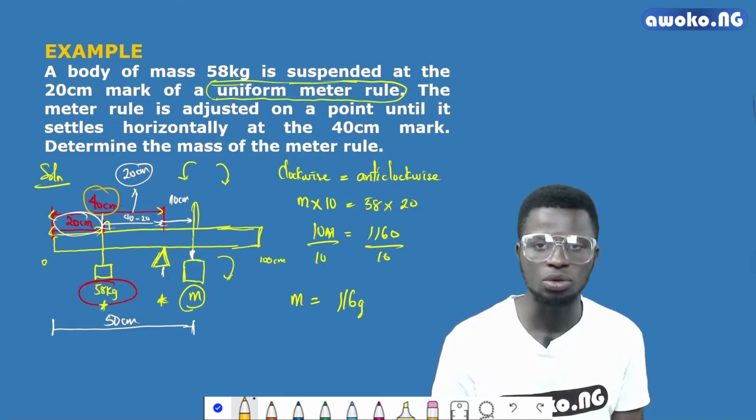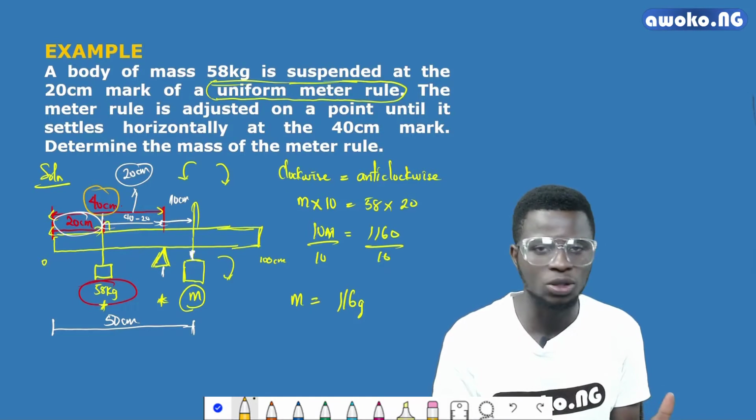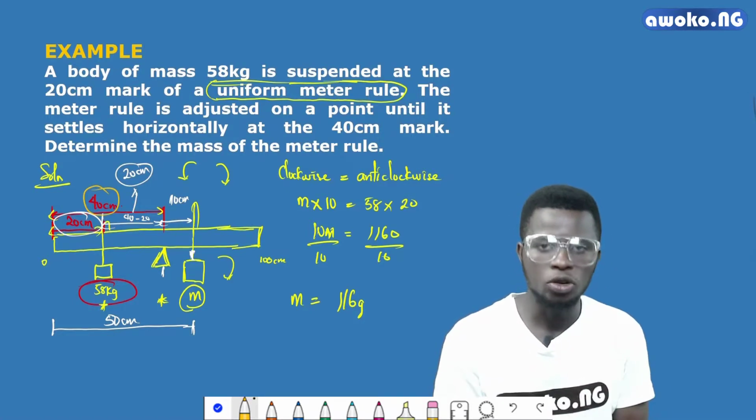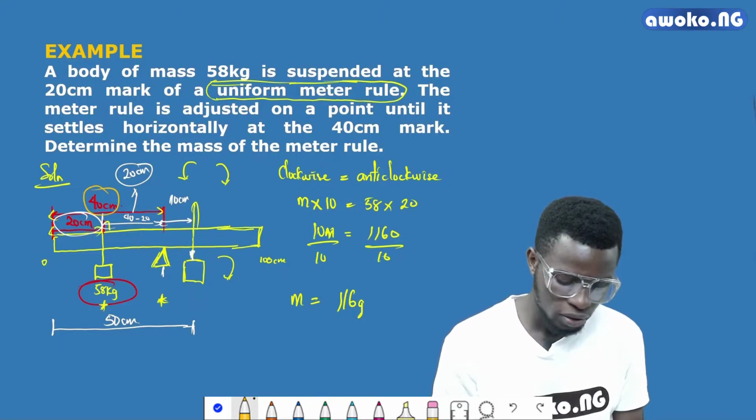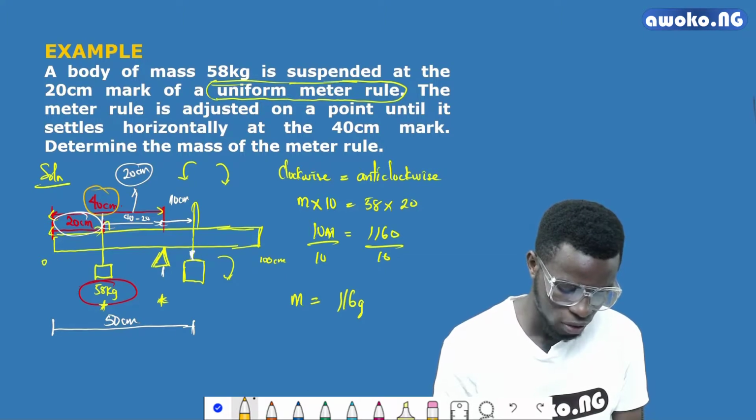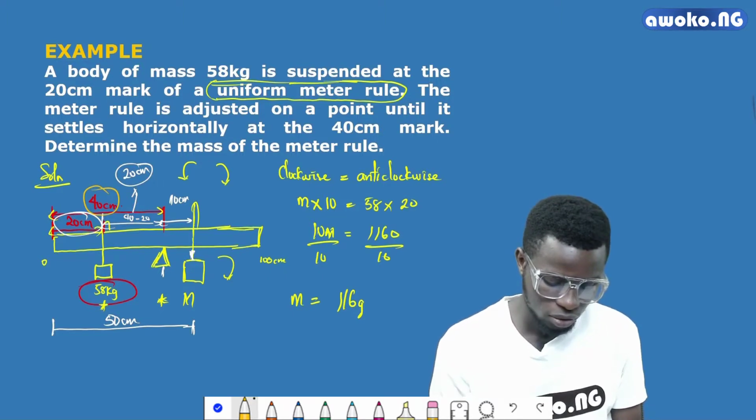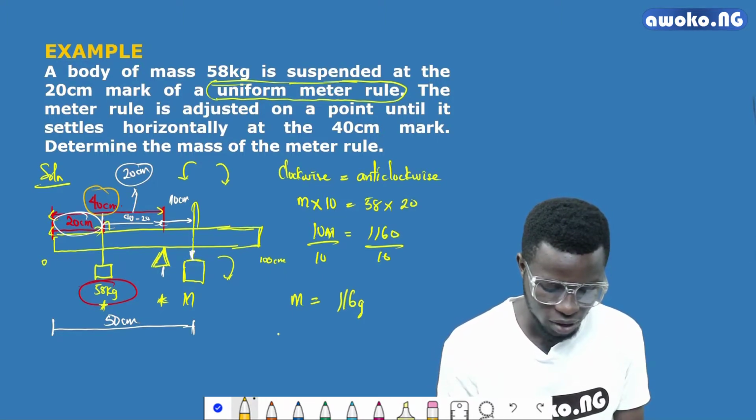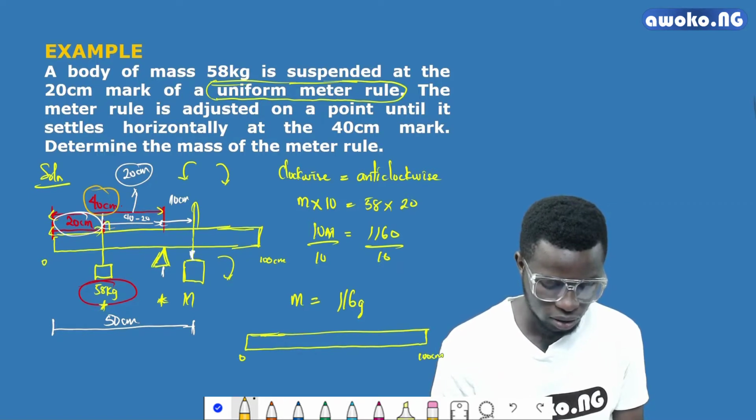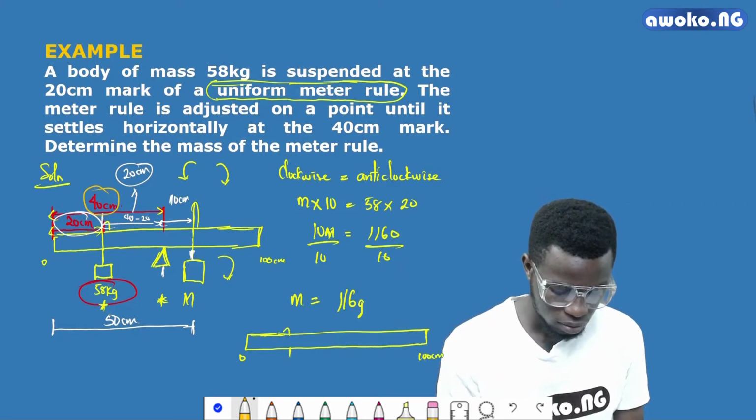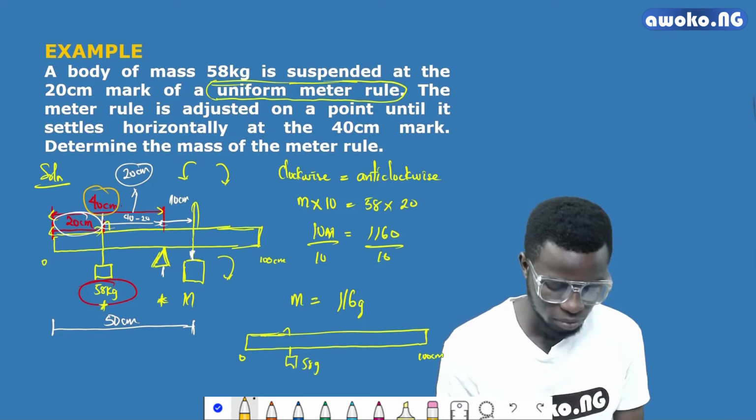So for this meter rule to be able to balance, for it to attain a state of equilibrium, a mass of 116 gram must be attached to the other end of the meter rule. Okay, let us draw another meter rule so as to illustrate this. So we have something like this. This is the meter rule, and this is 0, this is 100 centimeters. We said the mass 58, this is 58 gram. So this is the knife edge.